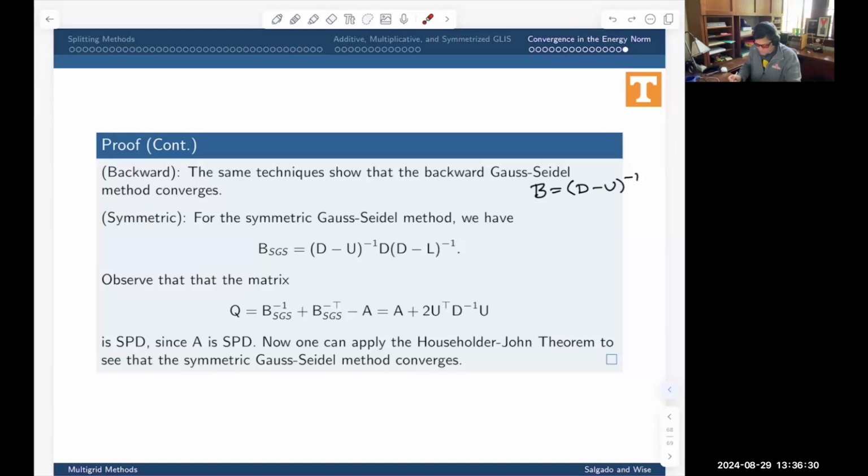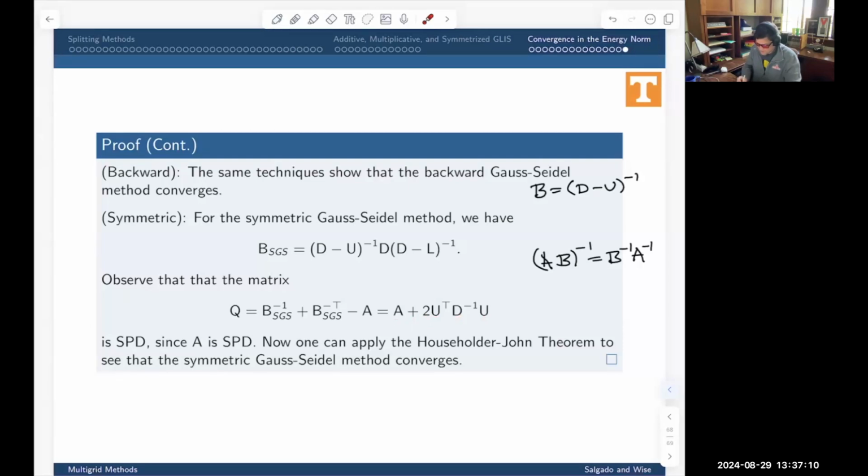As a short exercise, since this is our iterator matrix, if I take the inverse of that, I'm going to use the property of inverses, which says that if I have a product of two matrices, each of which is invertible, then the inverse is the product of the inverses in reverse order. So take the inverse of this, take the inverse transpose of that, and then subtract A. And what you get is, I contend, A plus 2 U transpose D inverse U.